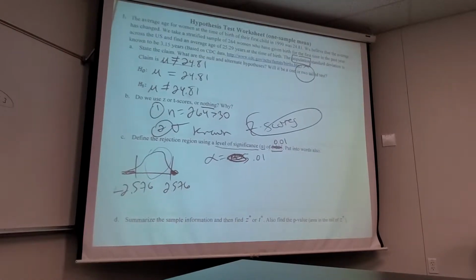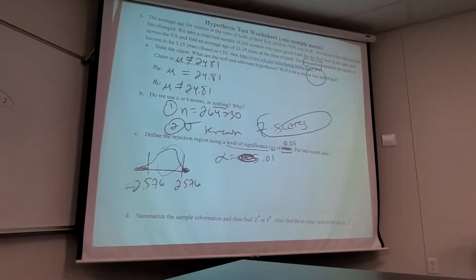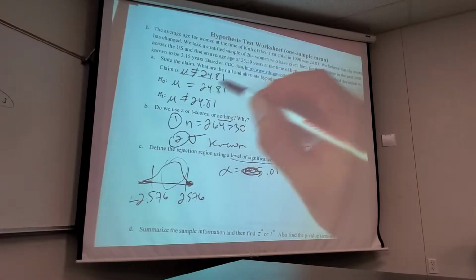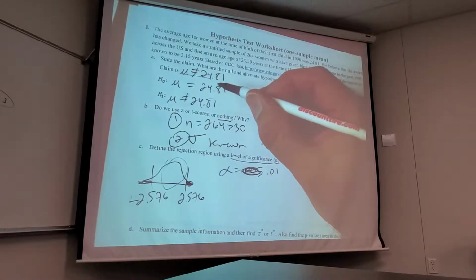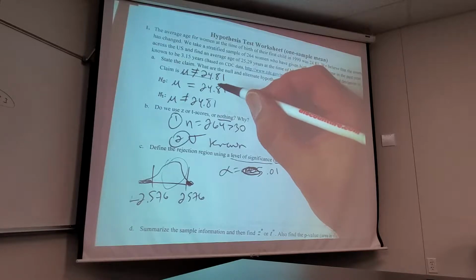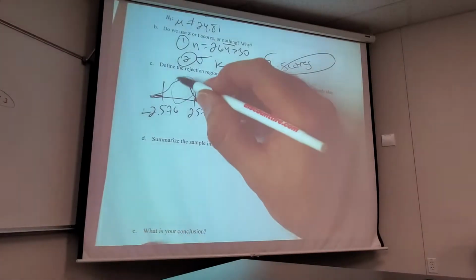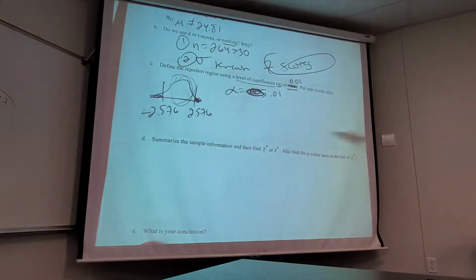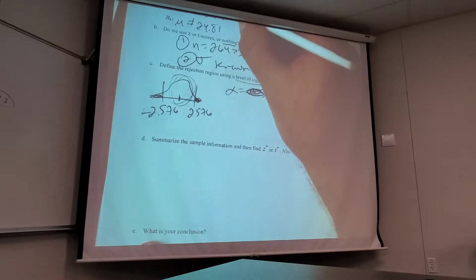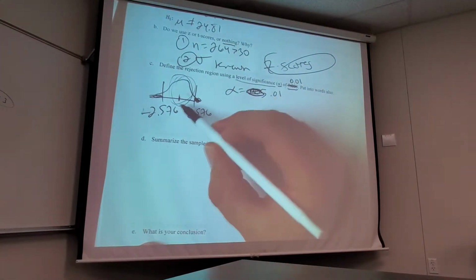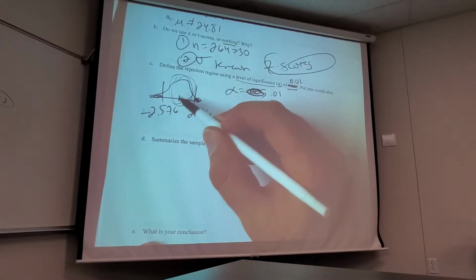at the end of my hypothesis test, I can reject the null or I can fail to reject the null. What does the null always have? The null has to be the one that always has an equal sign. So the null is always going to be the one that thinks it's in here somewhere, that thinks it's equal to the 24.81. So my rejection region is always going to be away from there.